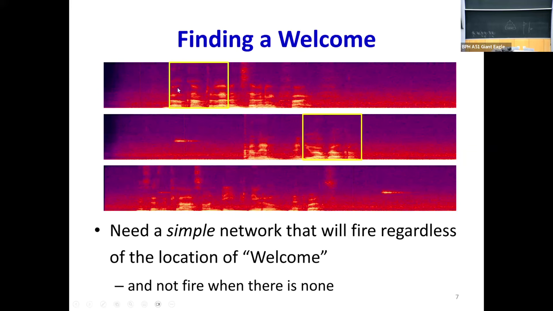What would be the problem with that? You'd need too much data, and the network would have to be huge. What we are looking for is a simple network that will fire regardless of the location of welcome and not fire when it doesn't occur.